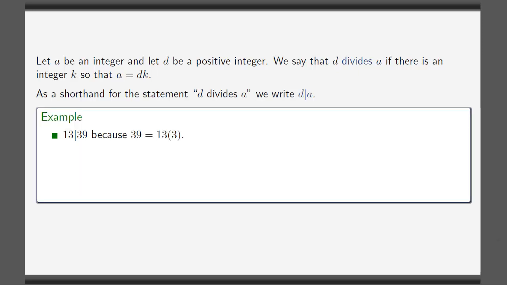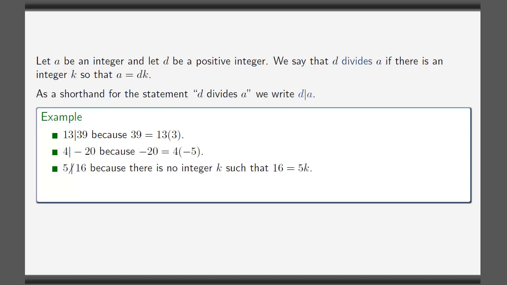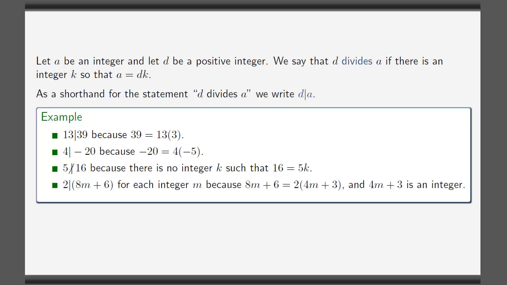So examples would include 13 divides 39, because 39 is a multiple of 13, or it's 13 times the integer 3. We've got 4 divides negative 20. 5 does not divide 16. There's no integer k such that 16 would be 5 times k.